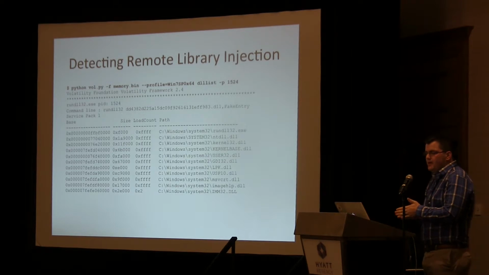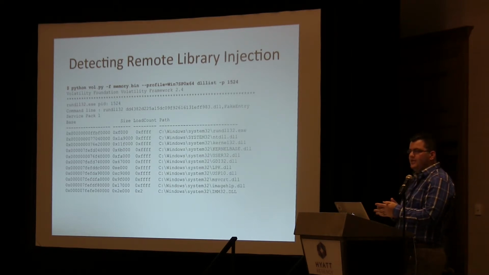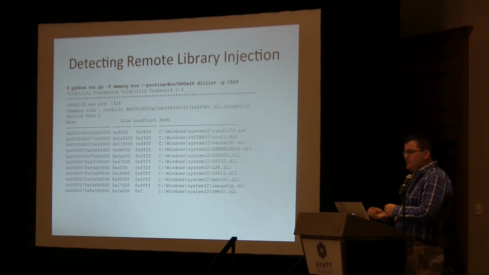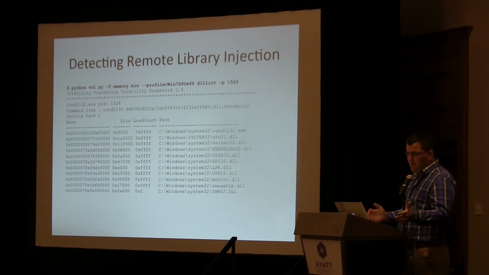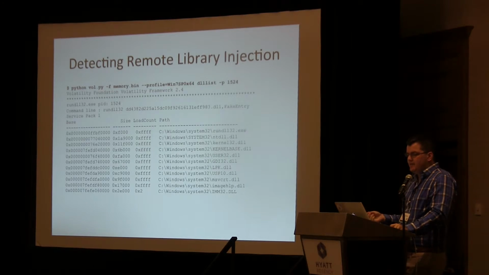The second type of injection we want to find is remote library injection. So what's happening here, when we talk about library on Windows, we're talking about DLL files. In this case, what the malware wants to do is inject a DLL into another process, either to steal its data, to hook some of the code, or for persistence.